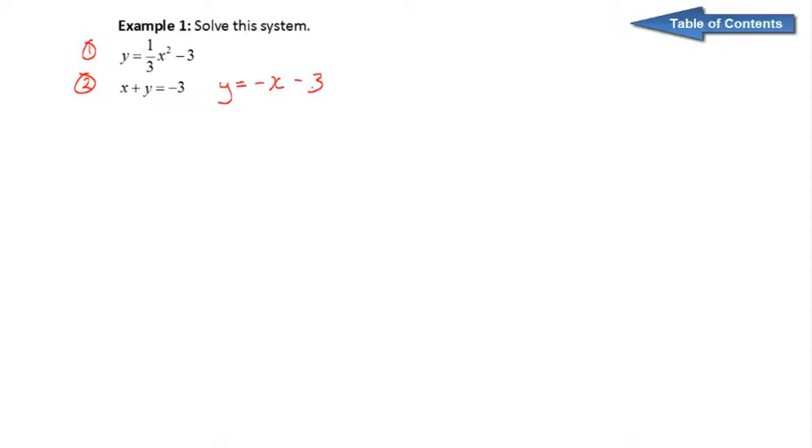Now the advantage of rearranging that for y is that if you notice now, both of my equations are set equal to y. So what I'm going to do is take all of this information right here, and substitute in for that y. So if we take a look now, I will have negative x minus 3 is equal to 1/3 x squared minus 3. And now it's just a matter of us using our algebra skills. We're going to move everything to one side of the equation, and then we're going to solve by either factoring or perhaps using the quadratic formula.